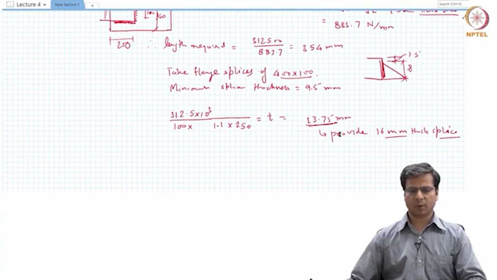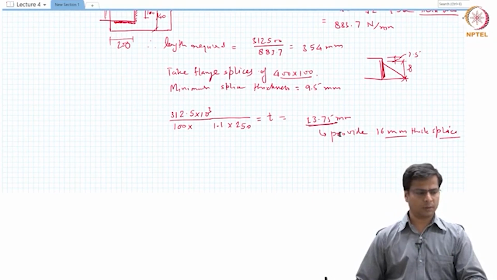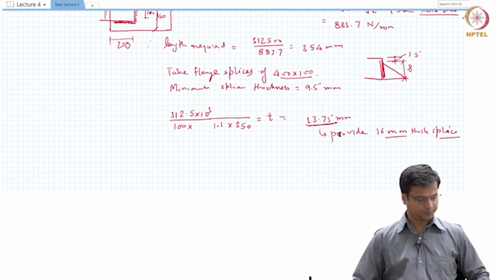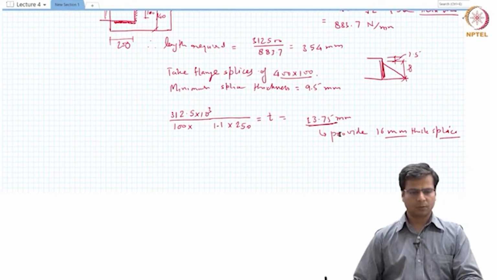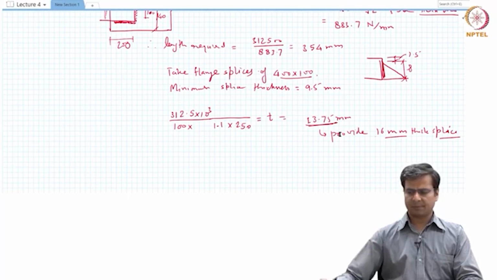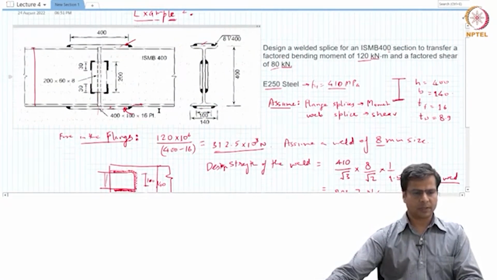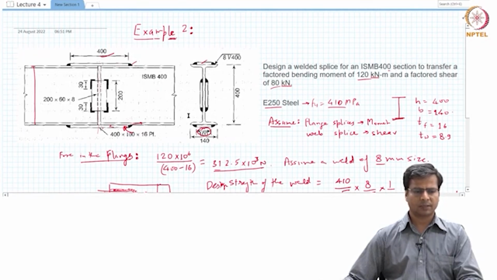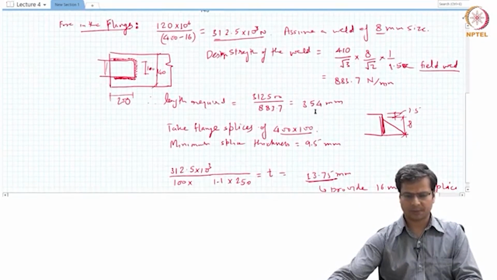So basically what we are doing, we are providing two flange splices, one at the top, one at the bottom. Each one has a size of 400 by 100 and a thickness of 16 millimeters. Okay. So we have designed the splice for the flanges. The dimensions are clear here. It's 400 by 100. This width is 100, and the thickness is 16 millimeters, and the weld itself is 8 millimeter in size, which has a total length of 354 millimeters as shown here.